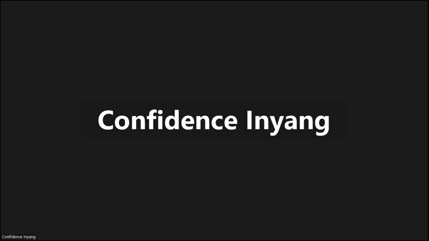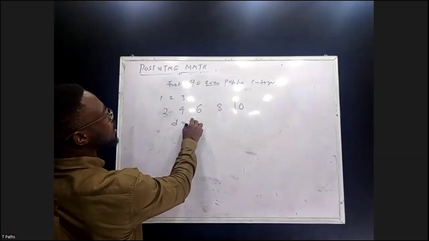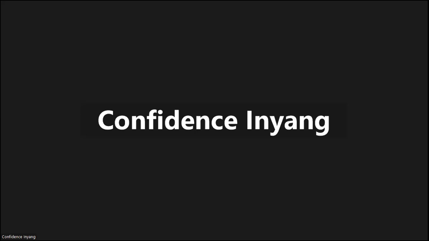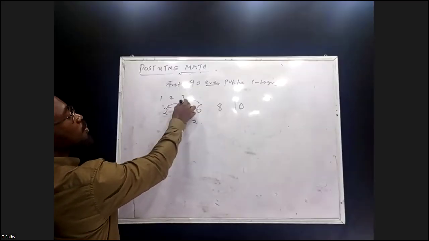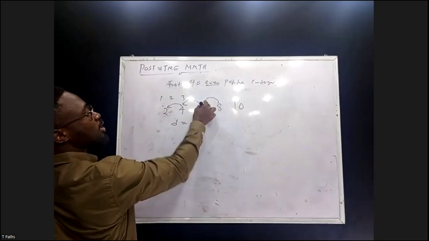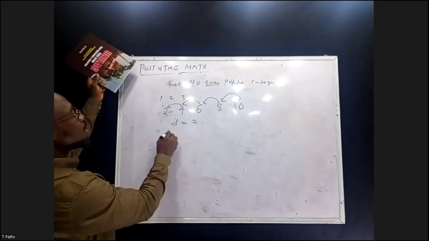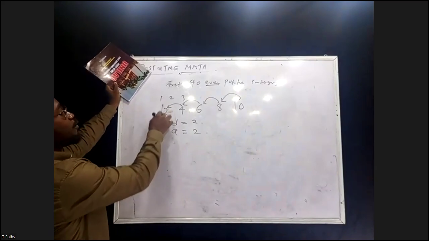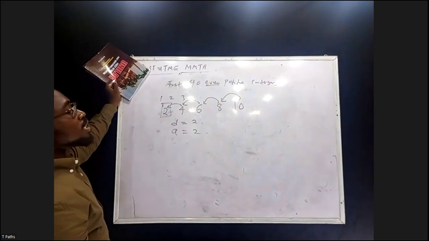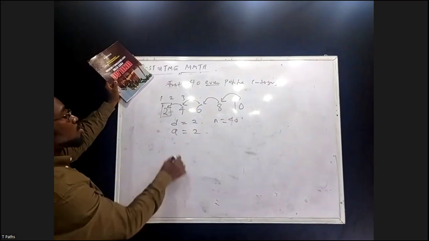It's an AP. How do you know it's an AP? Because the common difference is 2. How do you get the common difference? You subtract this from this. 4 minus 2, 6 minus 4, 8 minus 6, 10 minus 8. So the common difference is 2. We can now say that our first term is also 2. And how many terms are we considering? 40.